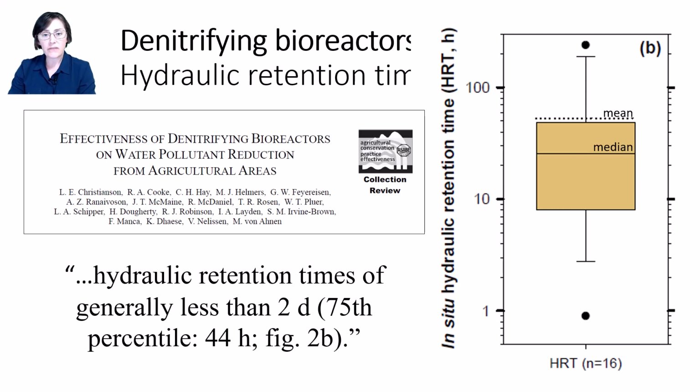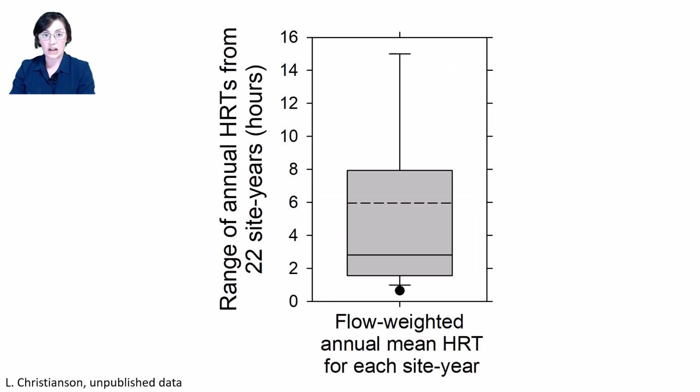Now that global review showed much longer HRTs actually than many of the bioreactors I monitored in Illinois, where the flow-weighted annual HRT, or the HRT at which most of the water was treated on an annual basis, was around 3 to 10 hours. So most of our flow being treated was right around that probably 2 to 8 hour range.